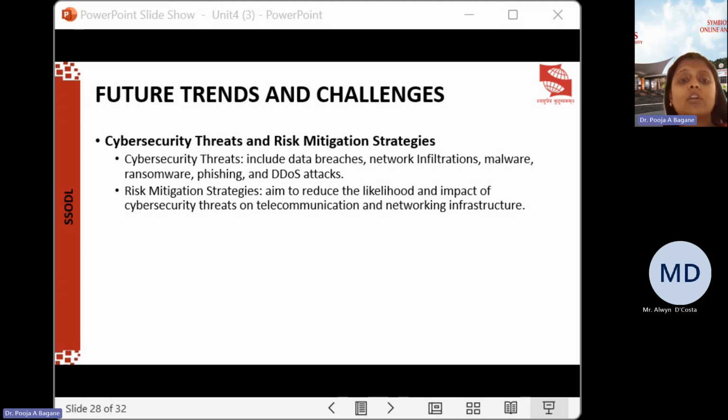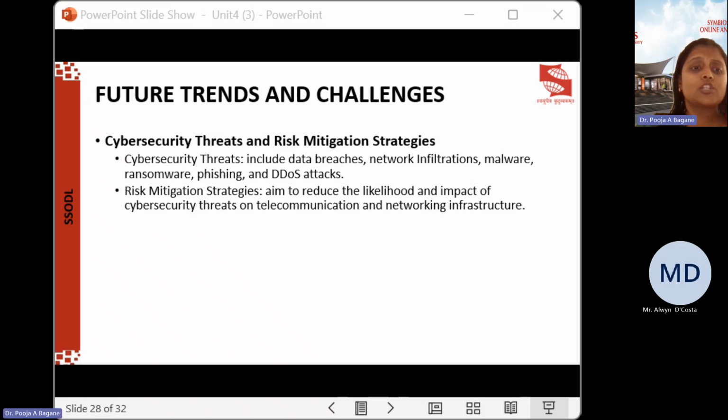So emerging cybersecurity threats in telecommunication and networking include advanced persistent threats, that's APTs, as well as zero day exploits, insider threats, supply chain attacks, attacks which target critical infrastructure such as 5G network. Then there are different Internet of Things devices. Cyber criminals will exploit vulnerabilities in network infrastructure, software applications, and human factors to launch sophisticated attacks and to evade detection. Then there is risk mitigation strategy.